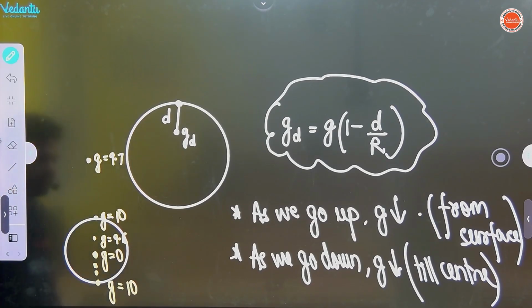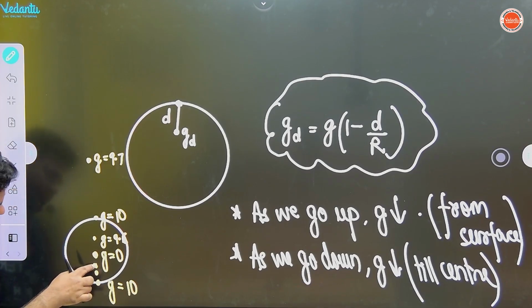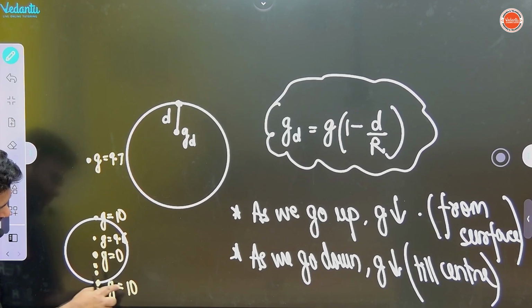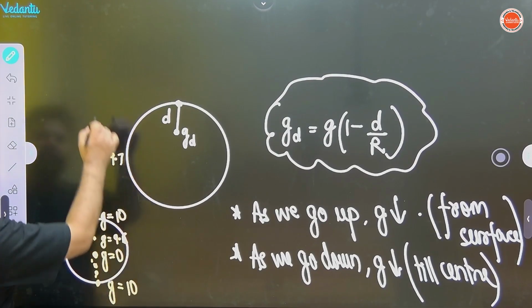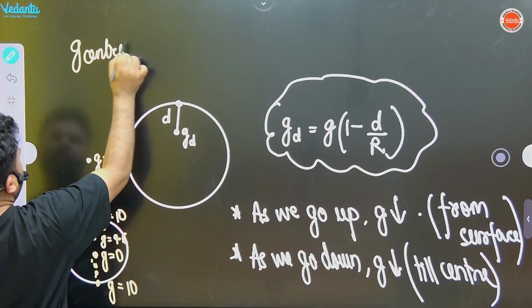So follow this pattern, very important. The g value here is 10. As we go up, the g value will decrease. Similarly, you go down, the g value will decrease from 10 to 9.6. At the center, the g value is 0. Now here it will increase because this is the surface now. So see the g value here will be 10. The g value is 10 on the surface. As we go down, the g value is decreasing, and finally it is becoming 0. So always remember, g at the center of the earth is 0.